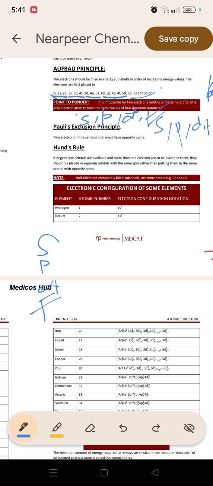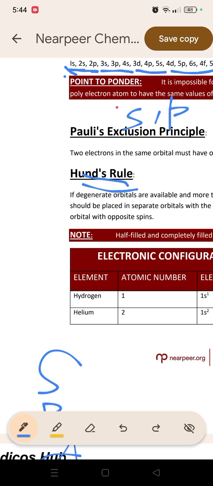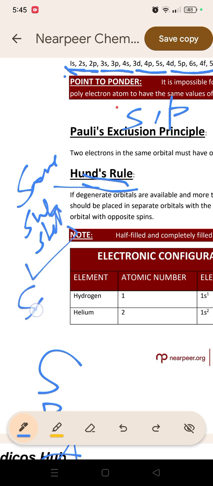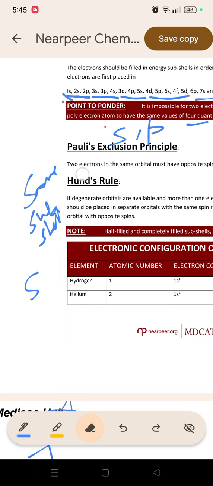Hund's law says that electrons or the energy would be given equally. In this Hund's law, orbitals of the same subshell possess the same energy, and that's called degenerate orbitals, because here it's written degenerate orbitals. So you need to know these are orbitals of the same subshell, they possess the same energy, and they are called degenerate orbitals.